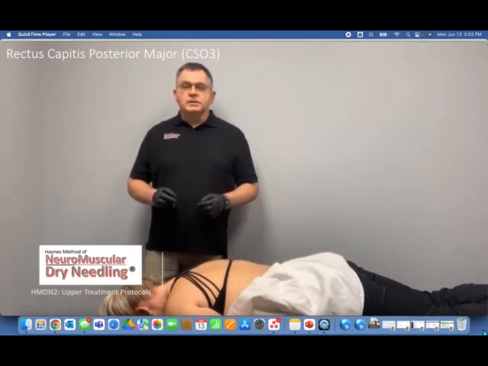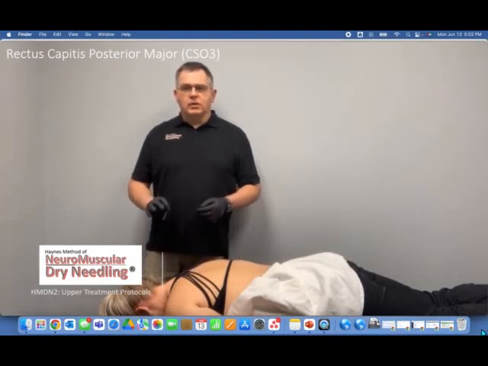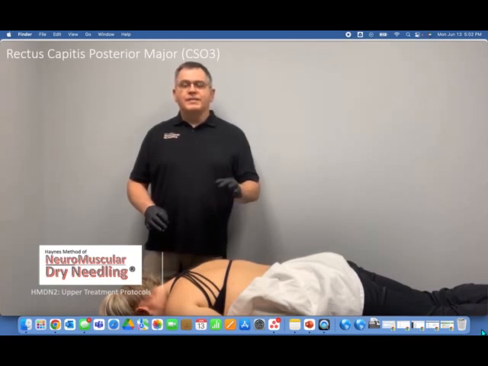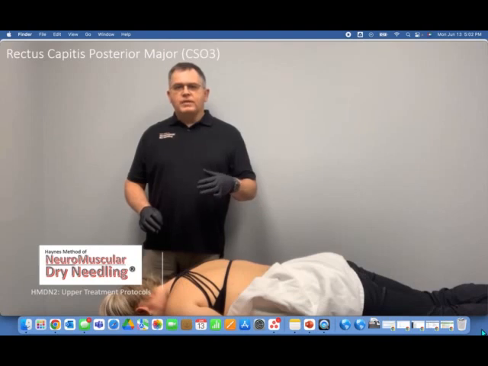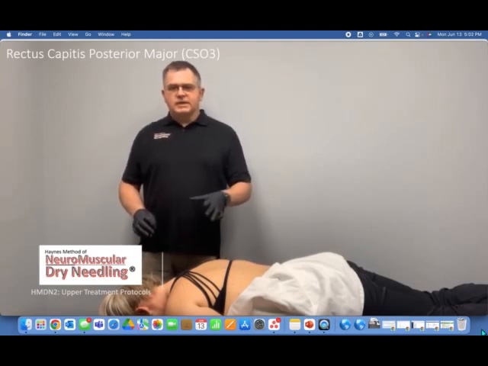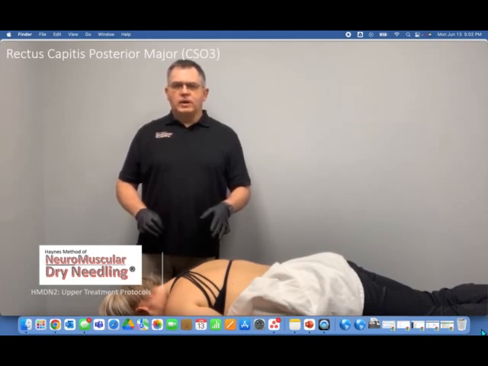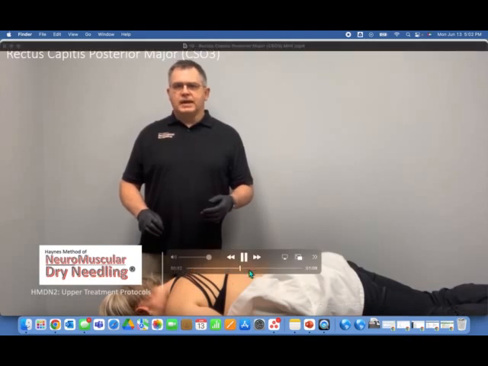The rectus capitis posterior major. Again, going to be in the prone position with a needle length of about 2 centimeters. Backdrop is going to be the inferior nuchal line of the occiput. Precautions: the third occipital nerve, the greater occipital nerve, suboccipital nerve, first cervical nerve, the foramen magnum, and the vertebral artery. At 1 finger breadth lateral to the spinous process of C2, we're going to needle cranially towards the inferior nuchal line in a 20 to 30 degree superior angulation, posterior to anterior with the occiput as a backdrop.